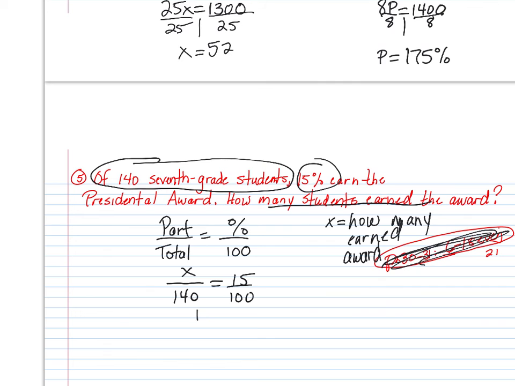Cross multiply, we get 100X equals 2,100. And I let you guys set these up and use your calculator to cross multiply. Okay, and divide. So we get X is equal to 21 students earned the award.